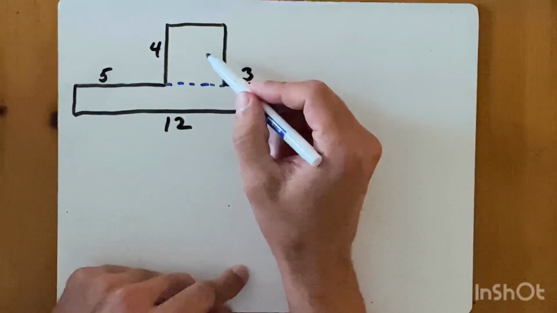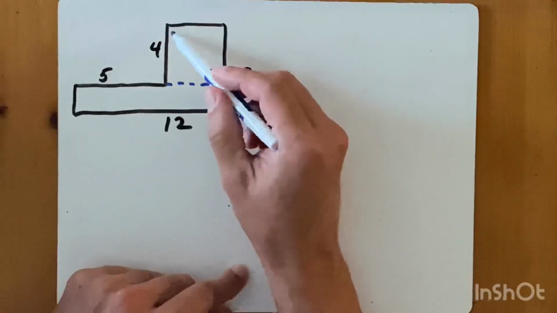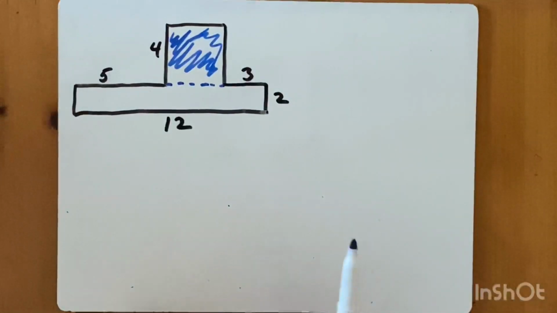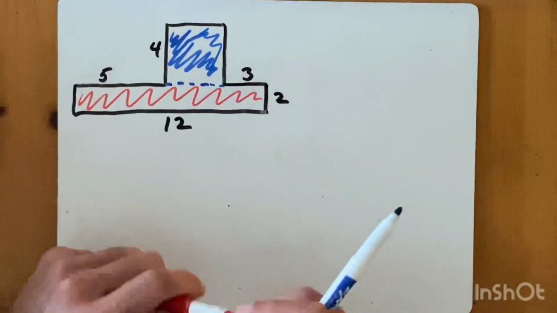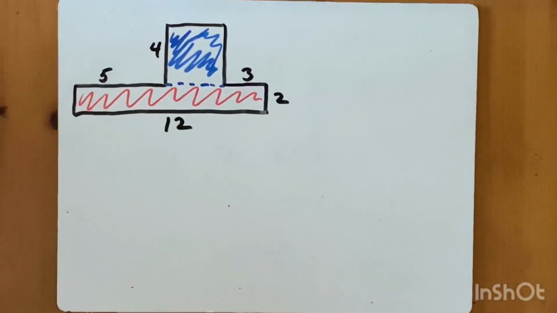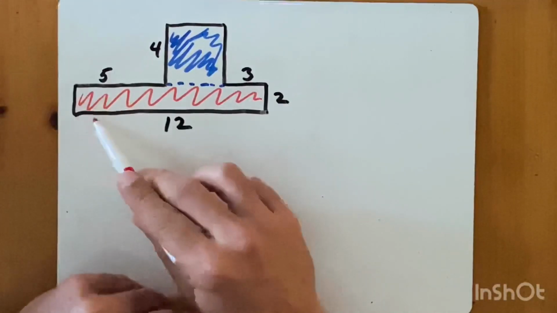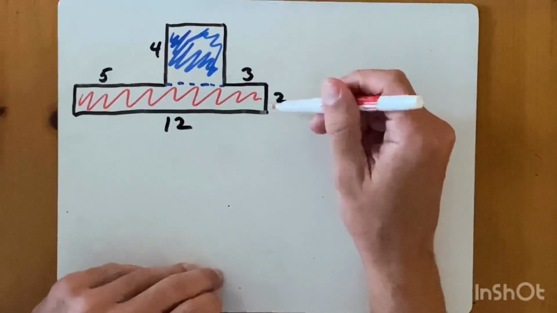So now we're going to create a square here and then a long rectangle there. The square we'll do in blue, and the long rectangle we will do in red, so we can keep those separate. The long rectangle is easy because we've already got the dimensions for it. It has a length of 12 and a width of 2.